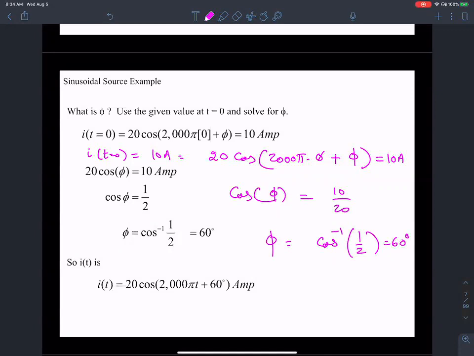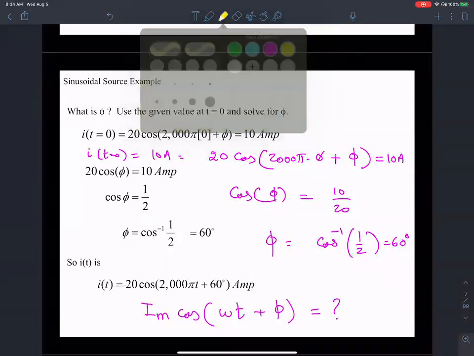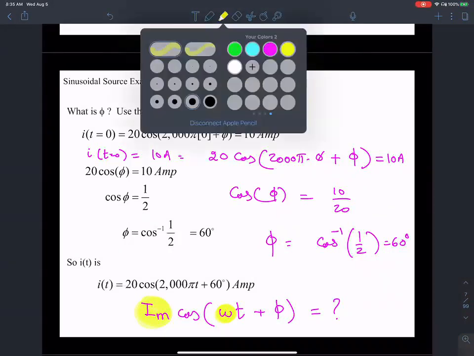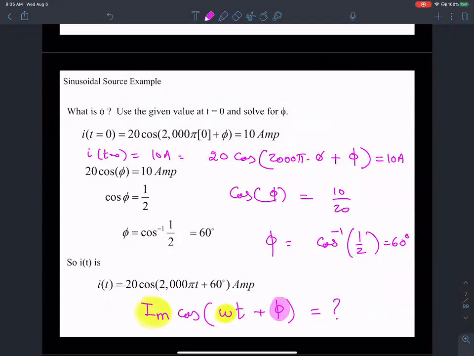Okay, so to recap, we have been asked to find the time domain representation for this, which is Im cosine(omega t + phi). In order to find that representation, different sources of information are given. We were given the value of Im as the peak value. We were given the value of omega in terms of the frequency or the time period. And the value of phi was given in terms of I at t equals 0. If you know the value of I at t equals 0, you should be able to find the offset. Does that make sense?